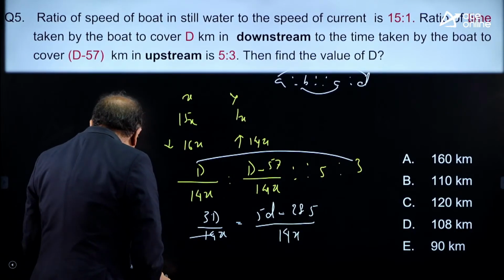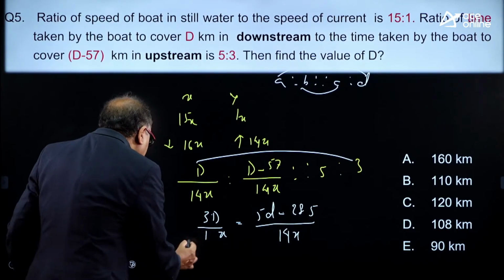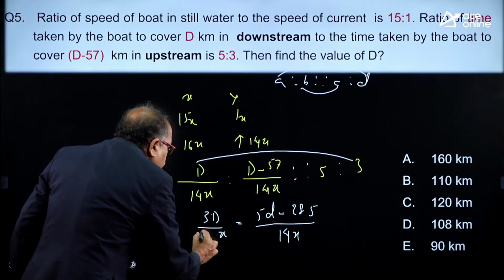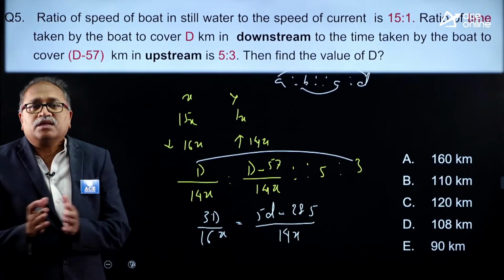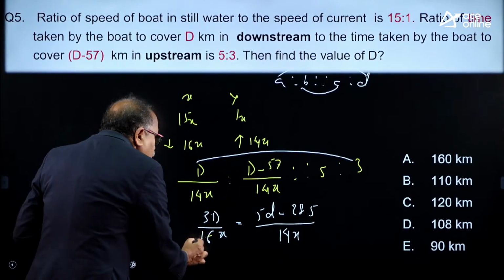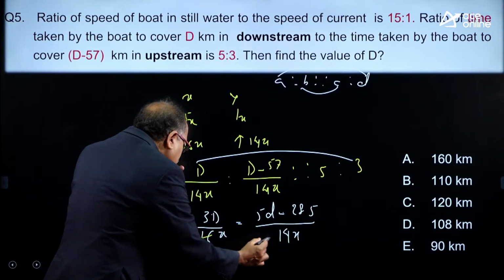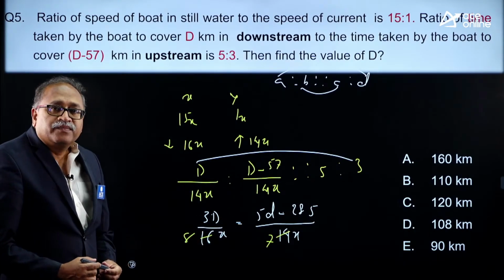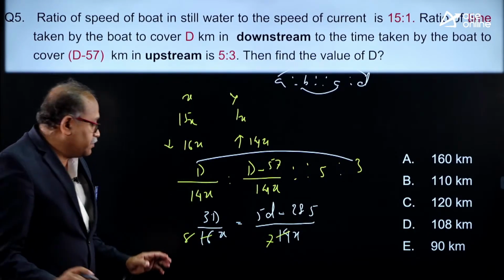I made a mistake of writing this number. In this case it is downstream, and in the case of downstream this value should be 16x. Now cancel it. The very first thing I notice is this is getting cancelled 8 times, and this is getting cancelled 7 times. 7 times 3 is 21d. So everything is left with d.